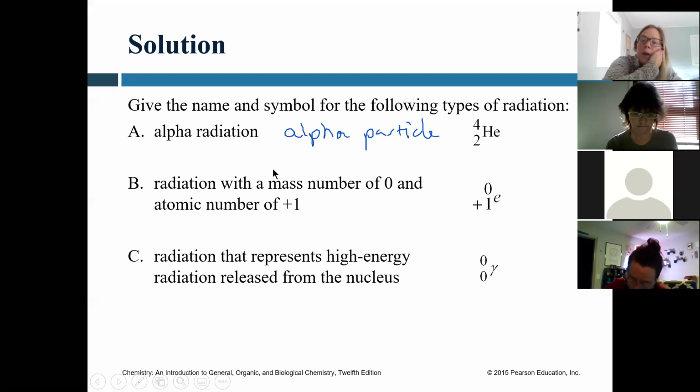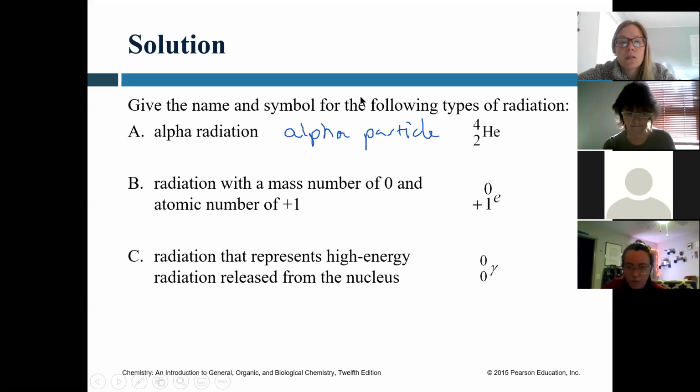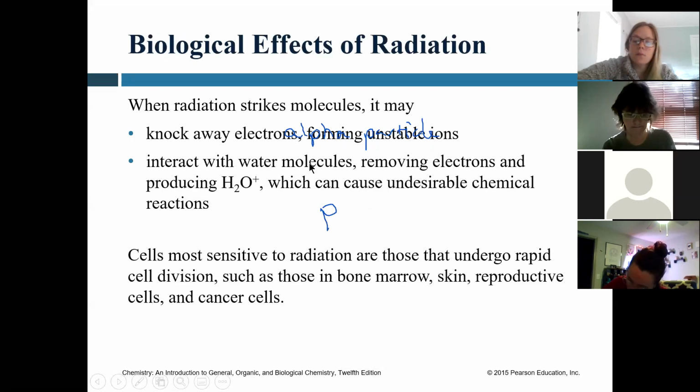Okay, radiation with a mass number of 0 and an atomic number of +1. So if I have a mass number of 0, that's my top value. A +1 is my atomic number. We're going to say that that thing is, in fact, a positron. This is a positron.